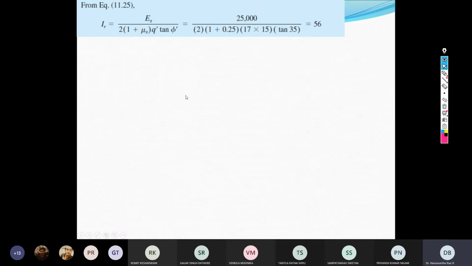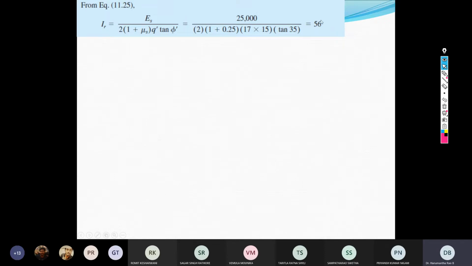So then next is to calculate the rigidity index value, that is IR. The equation for it is Es by 2 into (1 plus mu s) into q dash tan phi dash. So almost everything is known. Es we have calculated, the Poisson's ratio mu s was calculated, q dash is nothing but 17 into 15, and phi dash is 35. So all the parameters are known. Substitute in the IR equation, then calculate it.